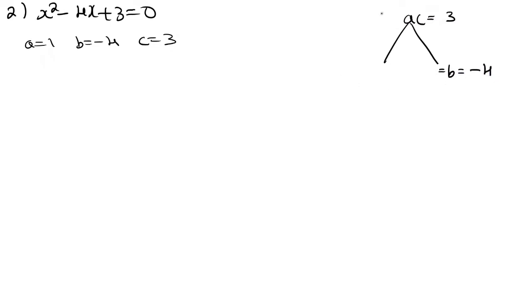What is the number? Clearly the number is 3 and 1. But see, 3 into 1 is 3, but 3 plus 1 is not equal to minus 4. Adding, you need to get minus 4. So I will take the numbers minus 3 and minus 1, because minus 3 into minus 1 equal to plus 3, and minus 3 minus 1 equal to minus 4.